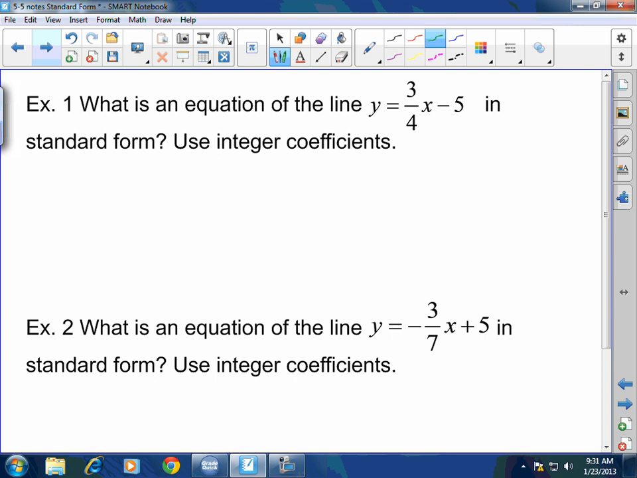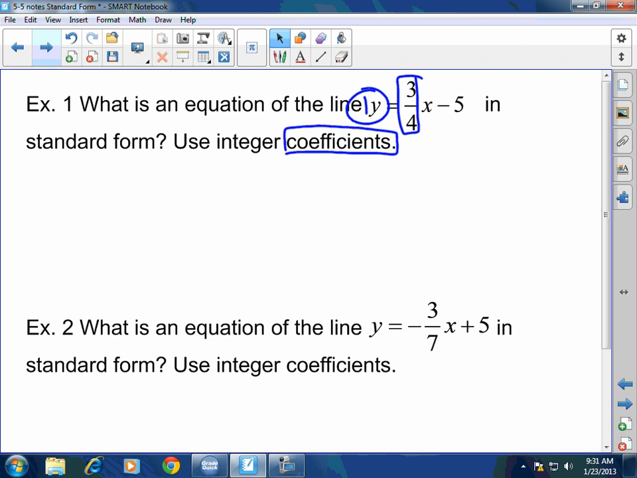What is an equation of the line y equals 3/4 x minus 5 in standard form? Use integer coefficients. Does anybody remember what a coefficient is? Anyone? Yes, sir. The number being multiplied to the variable. Very good. So, for example, in this particular case, the 3/4 is the coefficient because it is the number being multiplied to the variable. What's the invisible coefficient of y here? There's an invisible 1. That's the coefficient of that. So coefficients mean the number being multiplied to the variable.